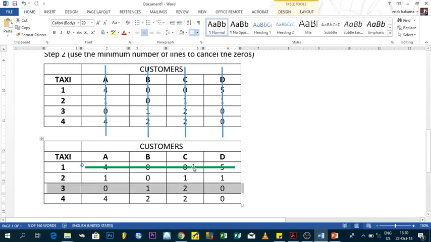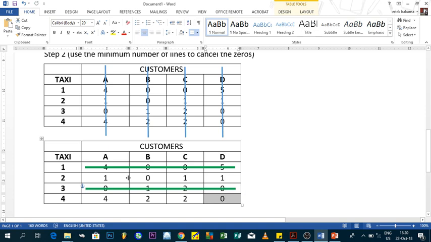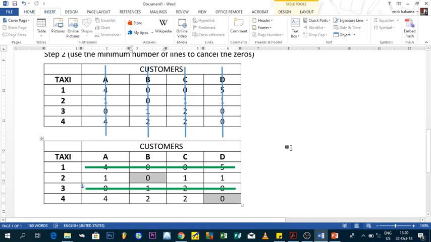I can still use a straight line to cancel these 2 zeros, and you realize that I'm still left with 2 zeros, 1 zero in this cell and another zero in the other cell. I cannot use one line to cancel the 2. I'm obliged to use only one line, so I mean 2 lines.